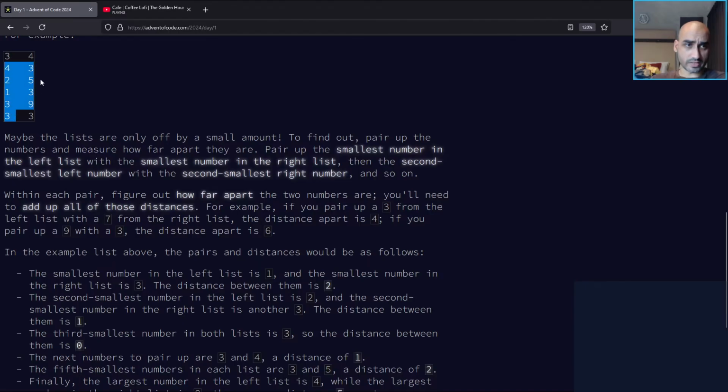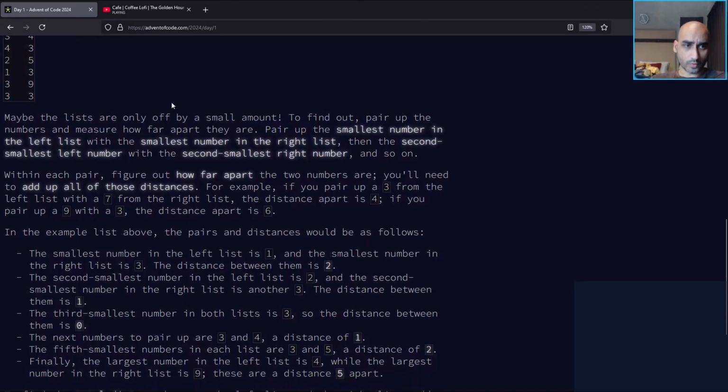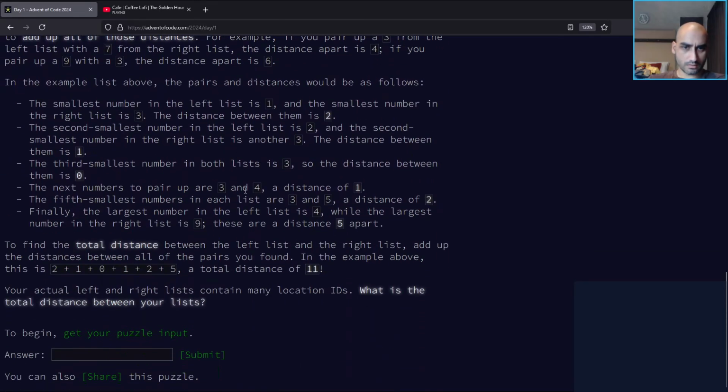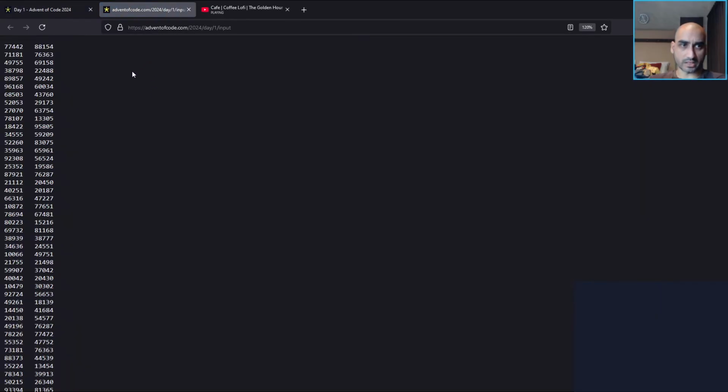Okay, so we take the 2 lists, we order them. Within each pair, figure out how far apart the 2 numbers are. You need to add up all those distances. I think I've got it. Alright, seems clear enough. This is like a one-liner, I think.